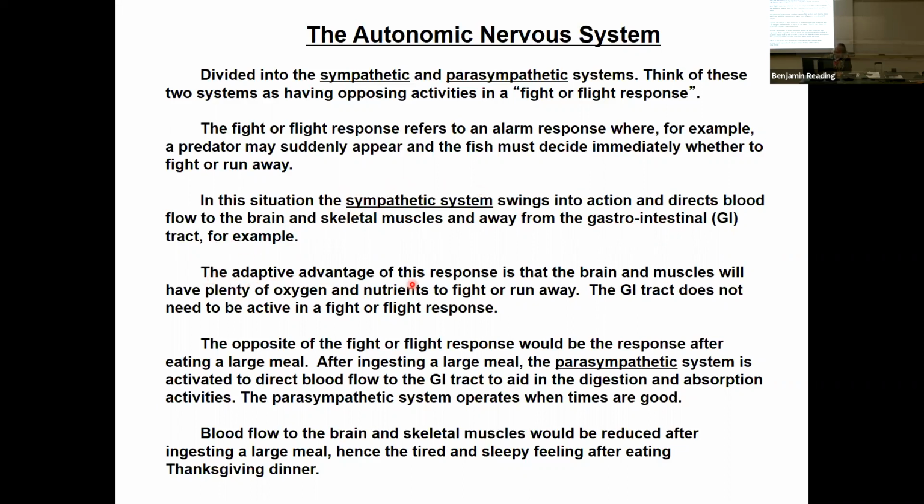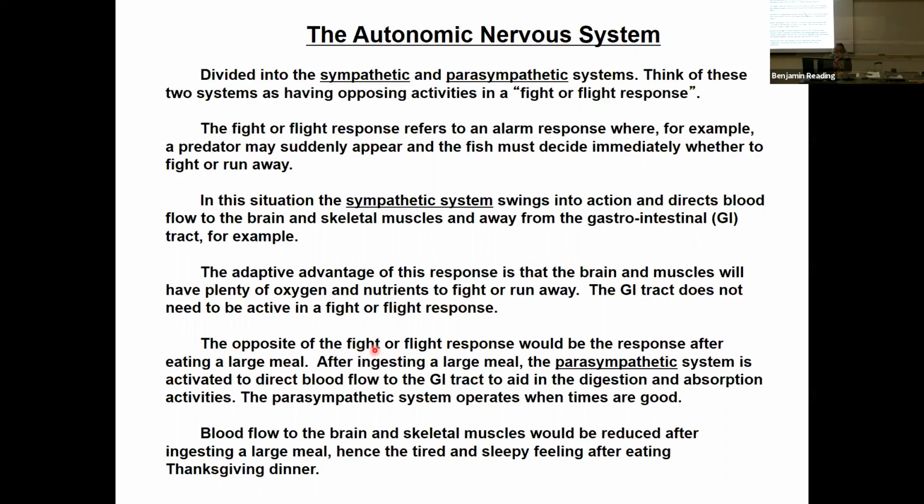The adaptive advantage of this response is that the brain and muscles have plenty of oxygen and nutrients to fight or to swim away. The GI tract doesn't need to be actively digesting at that point. You can go ahead and swim away, and once you're safe, then you can continue to digest what you just ate. Don't worry, it's not going anywhere. It's inside of your gut.